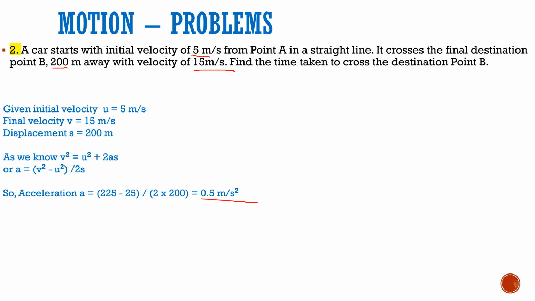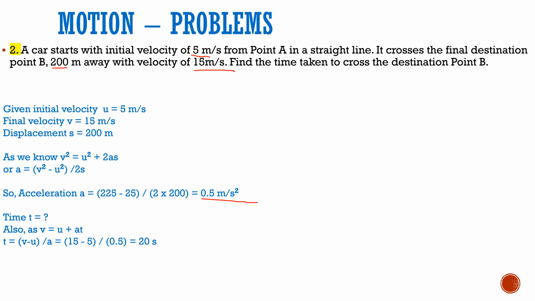So since a is also known, and we know the initial and final velocities also, t equal to final velocity minus initial velocity by acceleration, right? So in this case, t equal to v minus u by a, which is 15 minus 5 by 0.5, so we get 20 seconds. So 20 seconds is the time that the car would take to reach the final destination, 200 meters away, which it crosses with a velocity of 15 meters per second.